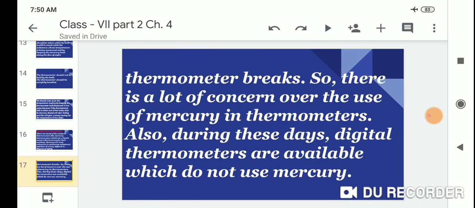If a thermometer breaks, there is a lot of concern over the use of mercury thermometers. So nowadays, digital thermometers are available which do not use mercury.